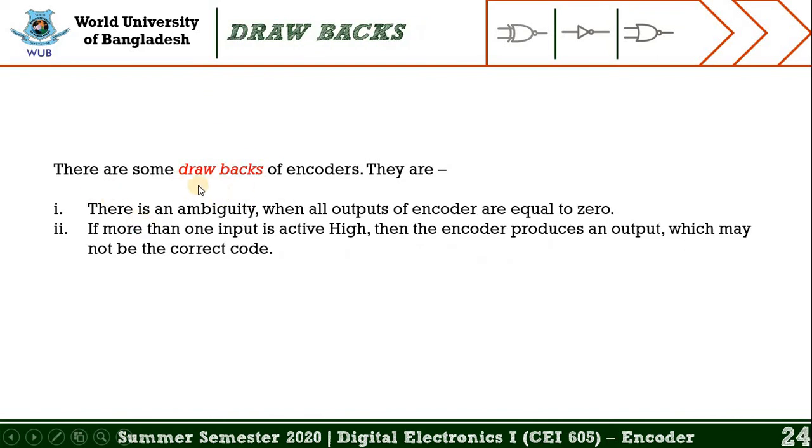From this slide we may learn some of the drawbacks of encoders, such as there is an ambiguity when all outputs of the encoder are equal to 0, and lastly, if more than one input is active high, then the encoder produces an output which may not be the correct code. I hope you guys will understand the last drawback.